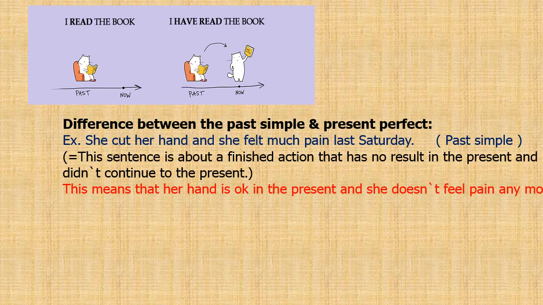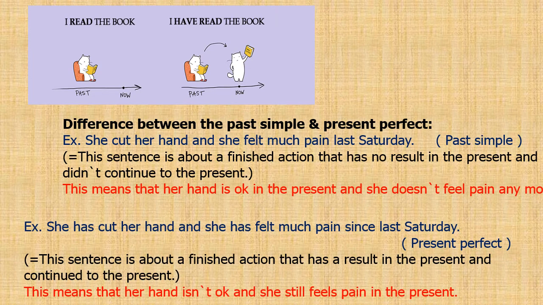The difference between the past simple and the present perfect in this example: she cut her hand and she felt much pain last Saturday. This sentence is in the past simple. This sentence is about a finished action that has no result in the present and didn't continue to the present. This sentence means that her hand is okay in the present and she doesn't feel pain anymore.